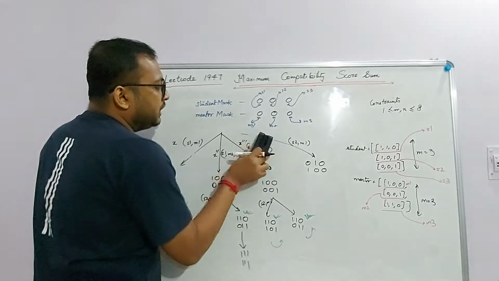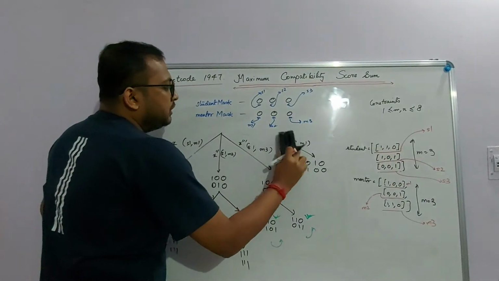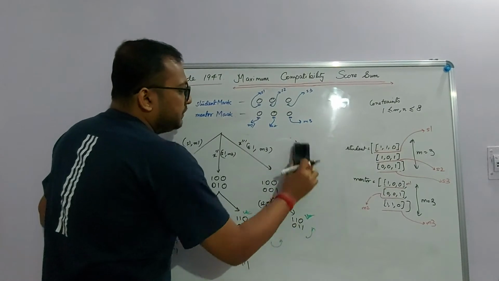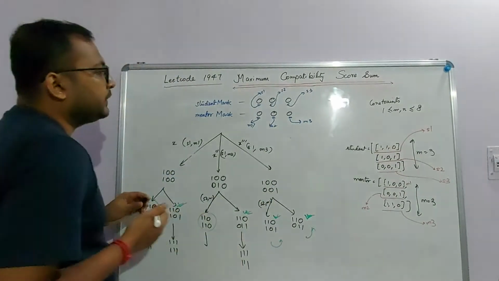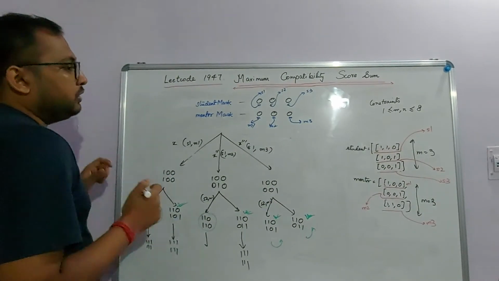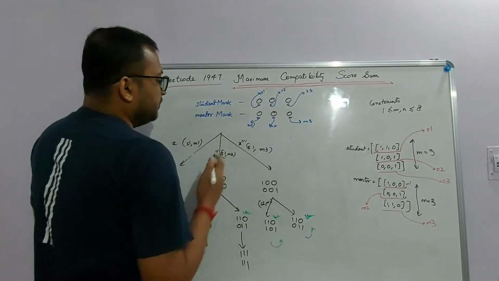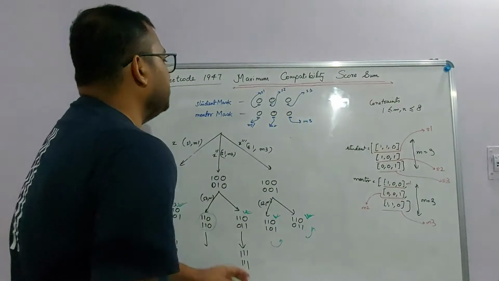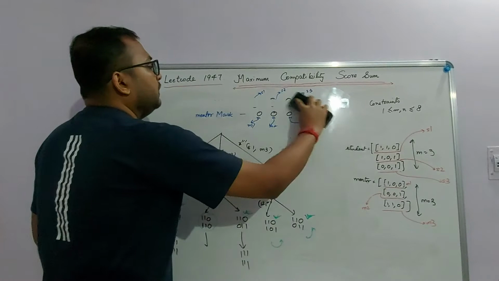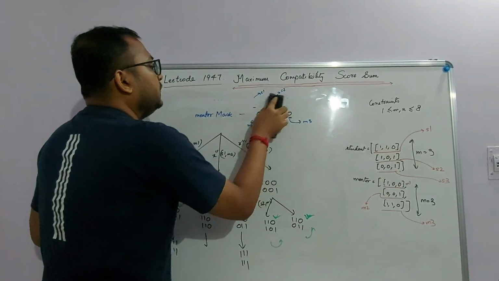So for a particular I, I only need to compute a particular value of j which has not been set yet. So that means I can only keep this mentor mask and I can remove this student mask. Why? Let's see again.